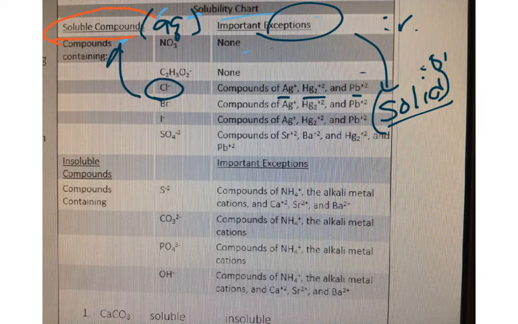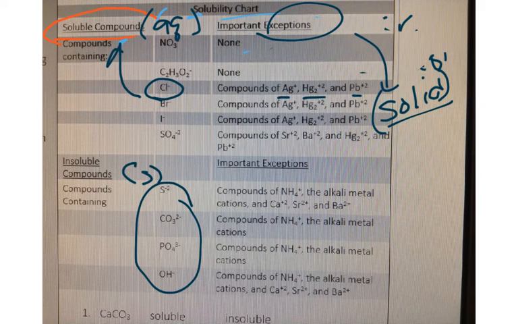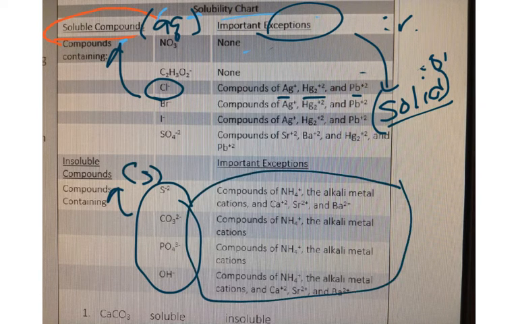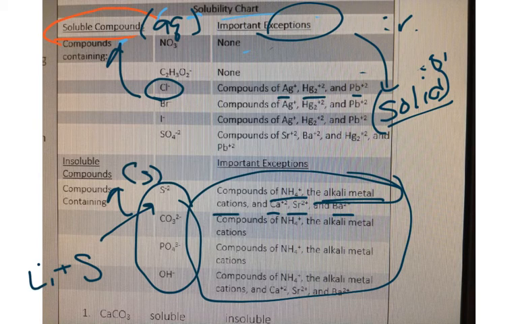Now let's look at the insoluble. Another word for insoluble is solid. So these anions will typically form solids except when they're partnered up with one of these exceptions. If I look at, let's say, sulfide, whenever it is combined with anything but ammonium, calcium, strontium, or barium, or the alkali metal cations, which are that first column of the periodic table, they will always be solids. If I had, let's say, lithium with it, so Li combining with S, lithium is an alkali metal, so therefore it would be an exception. So instead of being a solid, it would be aqueous.